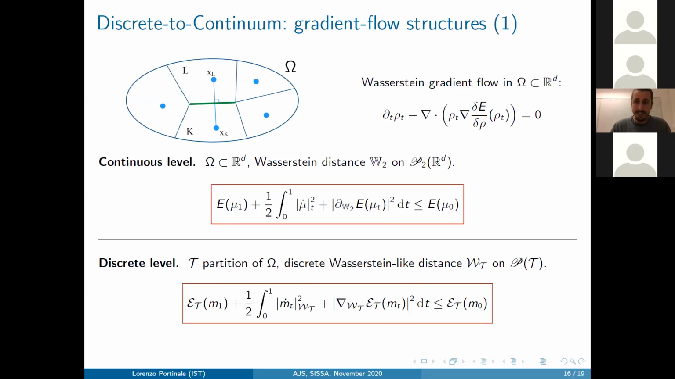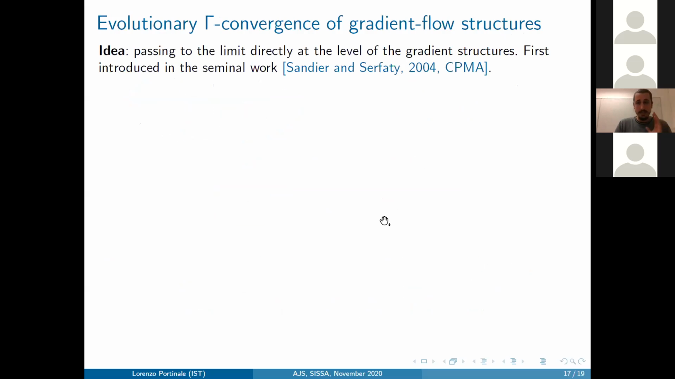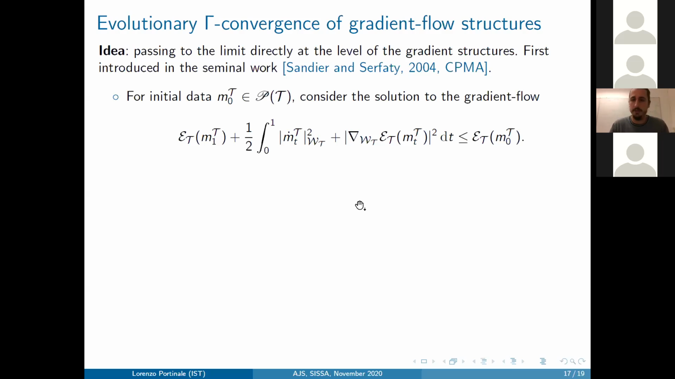So to understand what I mean by using the gradient flow structure, I use one slide, only one slide, I promise, to discuss the main idea of how to use this gradient flow structure. And this goes back to the very nice work of Sandier and Serfaty in 2004, where they proposed this stability result for gradient flows. The idea is somehow very simple, I think, after all the introduction. We first start from the discrete level, we fix some initial datum, and we consider the solution m_t^τ of this discrete gradient flow.